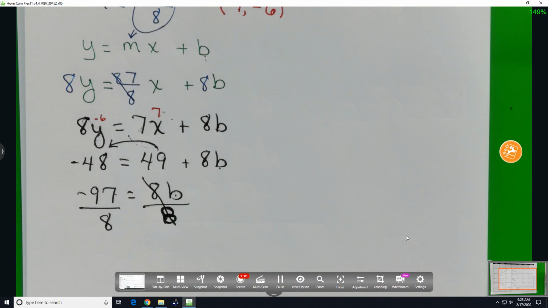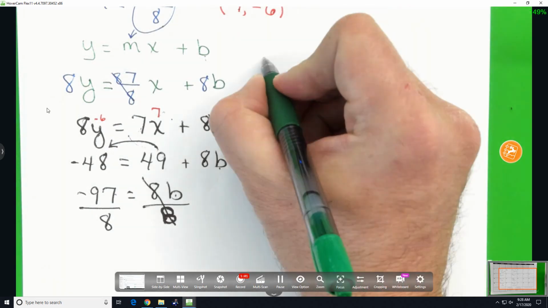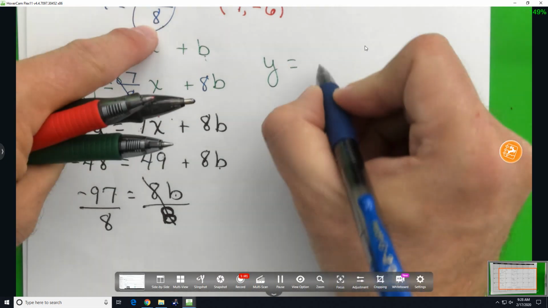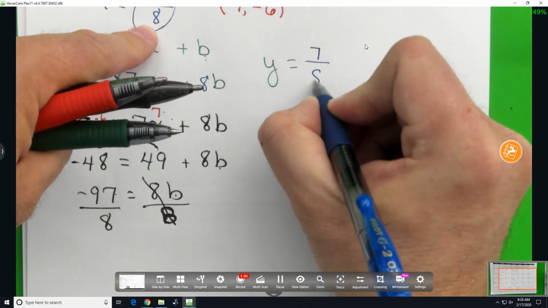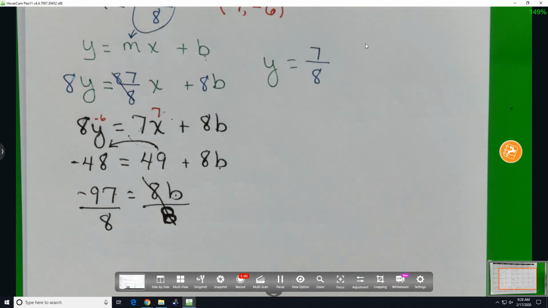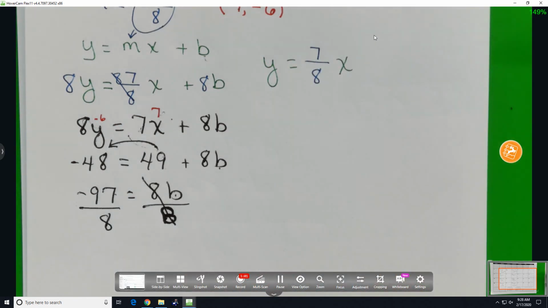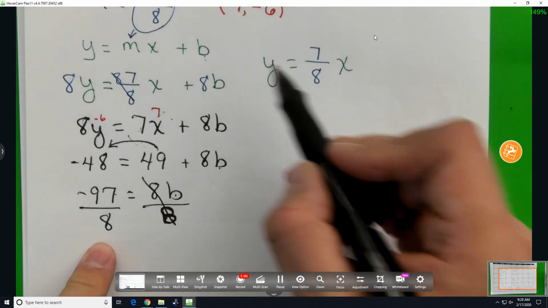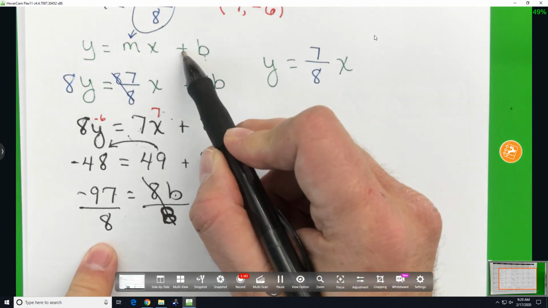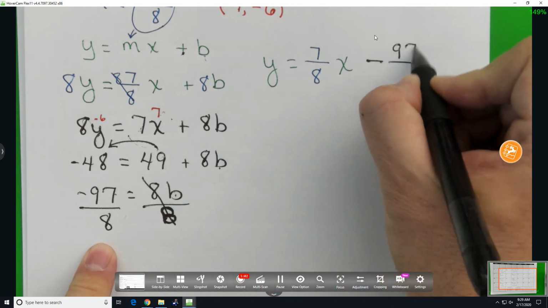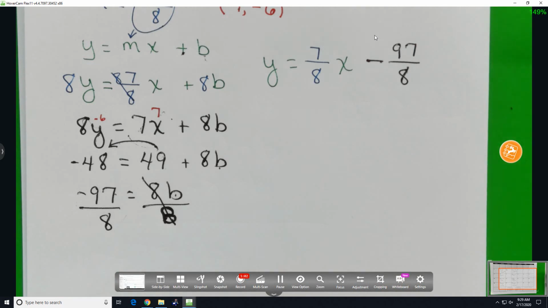So we're writing in our equation y equals, the m is that 7 over 8. Then you type x. And the b is this negative 97 over 8. I'm going to put the negative right here. So a minus 97 over 8.